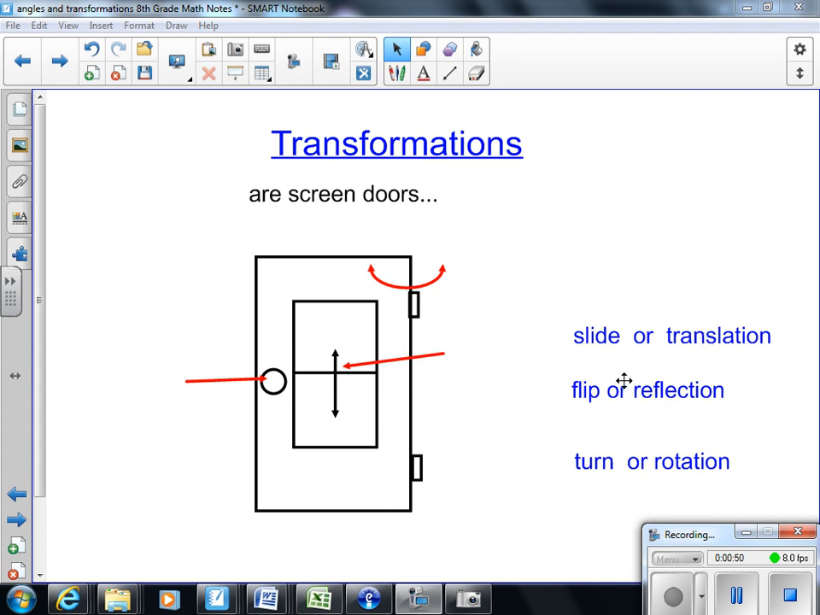The slide and translation represents what part of my screen door? The flip or reflection represents which part? And the turn or rotation? Okay, you and your partner discuss this. Okay, what'd you talk about for this part here?